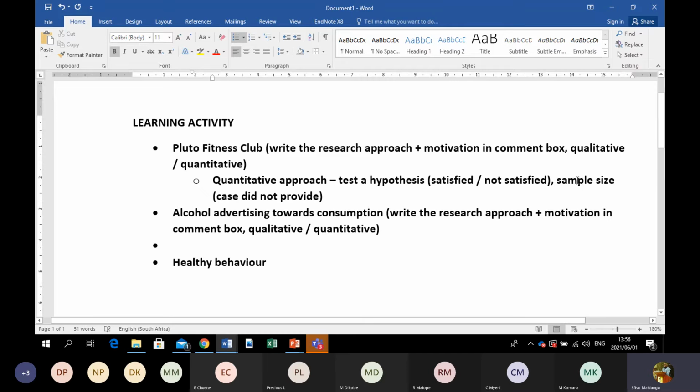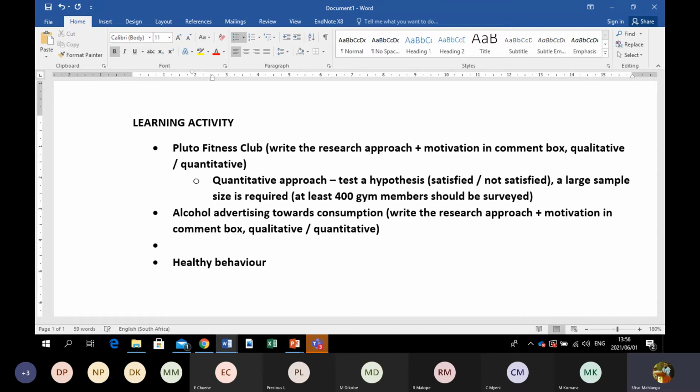So we cannot use that motivation, but we can suggest it as well. Because the case study did not provide it, we can indicate, for example, a larger sample size. A large sample size is required, because we already said we are using the quantitative approach, and then we motivate our answer there. At least 400. Remember, large sample size is 400. At least 400 gym members should be surveyed or interviewed.